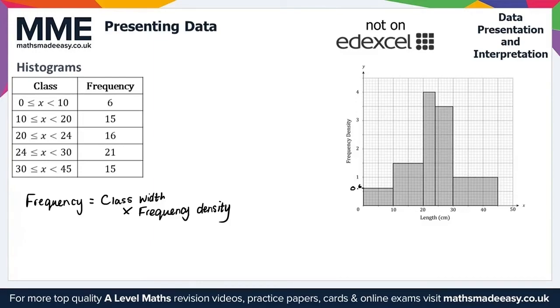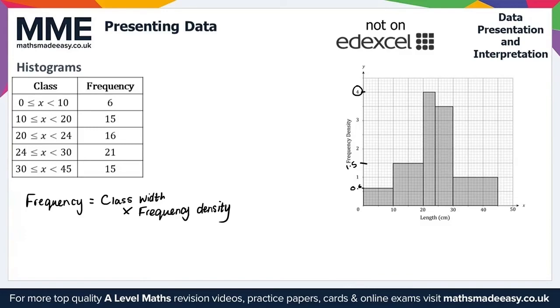The second class has a width of 10 as well, so the rectangle in the histogram should have a width of 10. It has a frequency of 15, so the rectangle in the histogram should have an area of 15. This means that its height must be 1.5, and again we can see that here on our frequency density. The third class has a width of 4, so the rectangle in the histogram should have a width of 4. It has a frequency of 16, so the rectangle in the histogram should have an area of 16. This means that its height must be 4, which we can see on our histogram here. And again, measuring across on the frequency density, we can see that there.